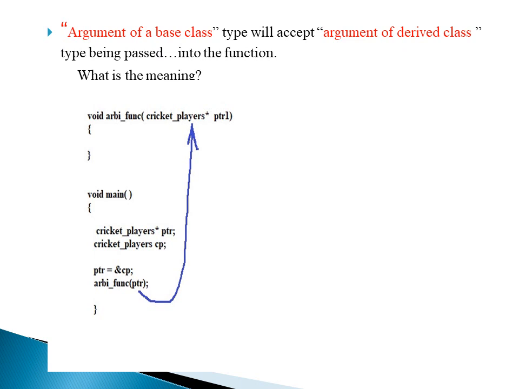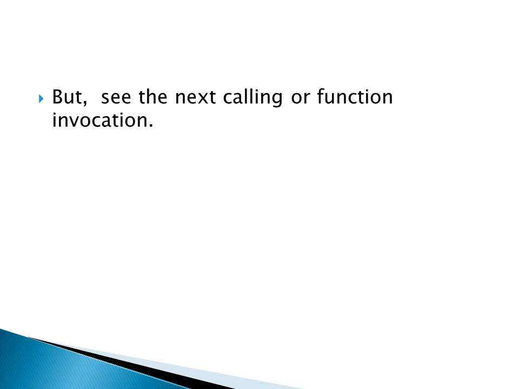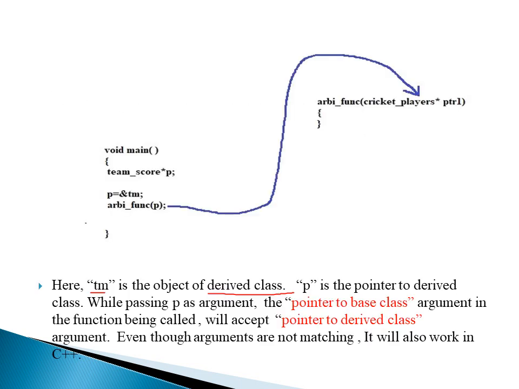So cricket players ptr1. ptr1 is a pointer to the base class, so it will work. Here the argument of the calling statement is matched with the argument type of the function being called. Okay, arbitrary function with ptr. You take the arbitrary function, cricket players ptr1. ptr1 is a pointer to the base class, so it will work. Let's see the next calling of the function. Here p is a pointer to the derived class and it is being passed to the arbitrary function. But there the argument is a pointer to the base class. But in C++, the argument of base class type will accept the argument of derived class type, so it will work.